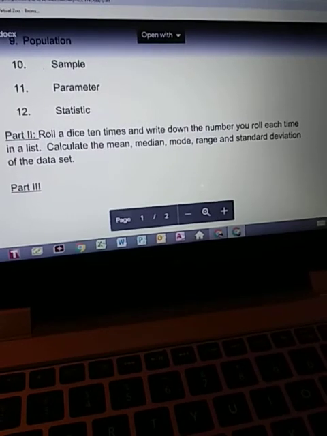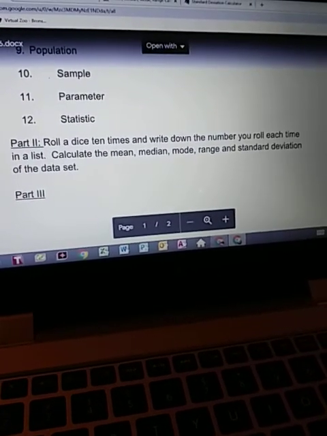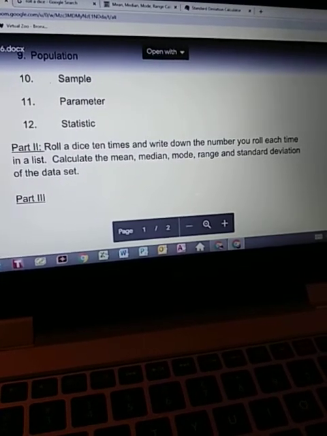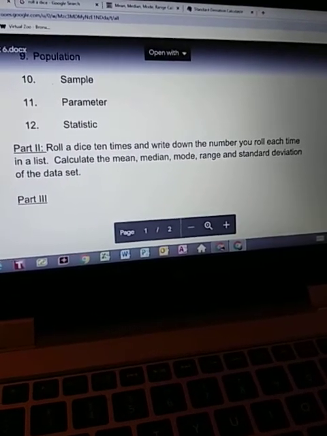The directions are roll a dice 10 times and write down the number you roll each time in a list. Calculate the mean, median, mode, range, and standard deviation of the data set.